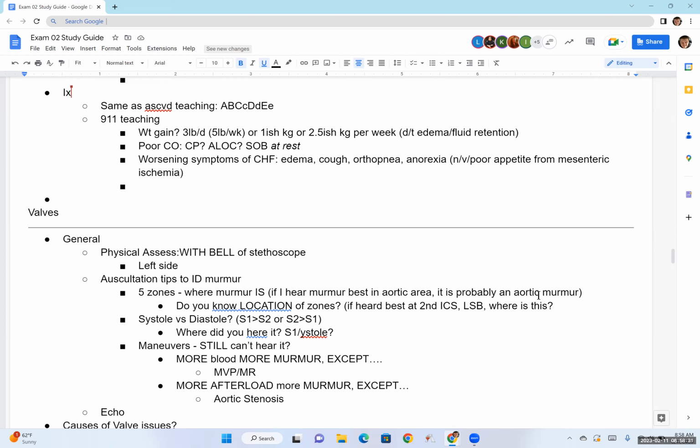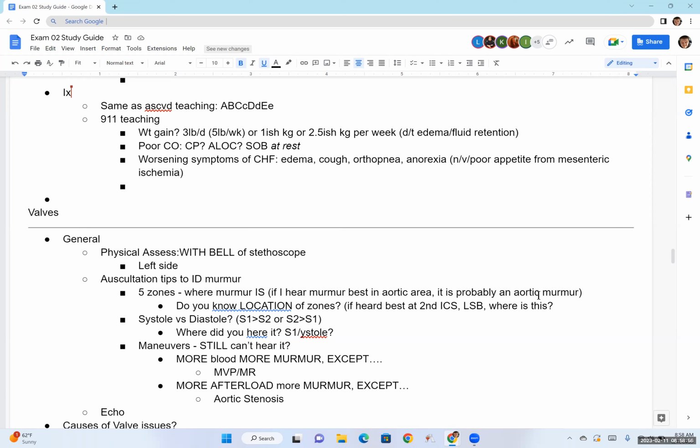All right, so you call 911 when? So you've got weight gain. How much weight gain? 3 to 5 pounds in a week, or 1 to 2 kilos. You've got chest pain. That means you're probably having an MI, or there's not adequate blood flow outward to support your coronaries. So you've got dyspnea, right?